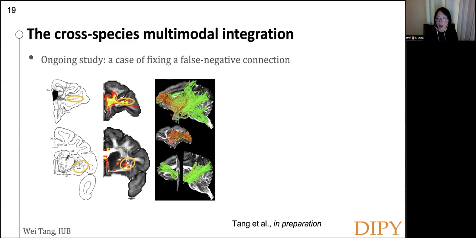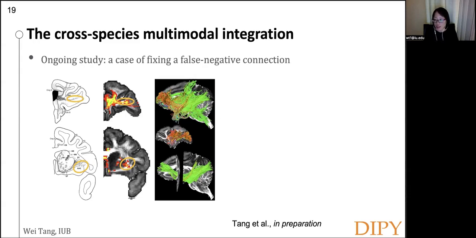On the left panel is the labeling pattern from tract tracing. The tracer was injected into the black area in the cingulate cortex. It travels laterally into the ventrolateral prefrontal cortex. You can see the trajectory labeled by the tracer in the yellow circles. This pathway was correctly replicated in the monkey tractography result, shown on the middle and right panels.